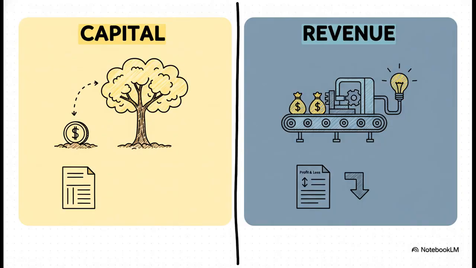So, here it is, the most crucial part. Capital expenditure, your building money, creates future value, and it gets recorded on your balance sheet as an asset. But revenue expenditure, your running money, is a cost for right now, and it directly reduces your profit on your profit and loss account. And trust me, that distinction changes everything.